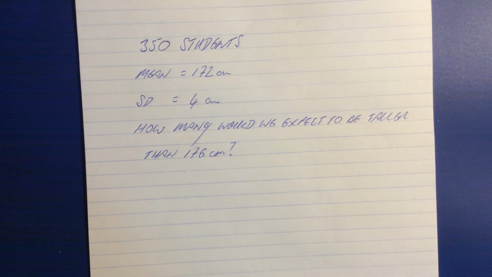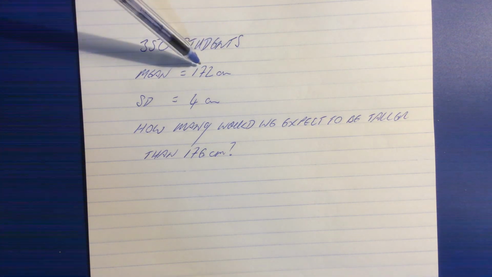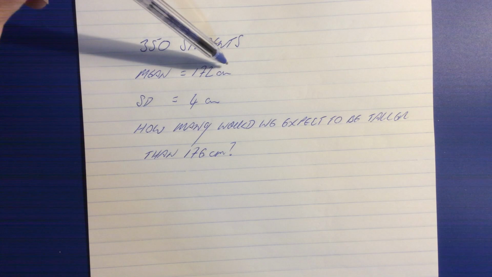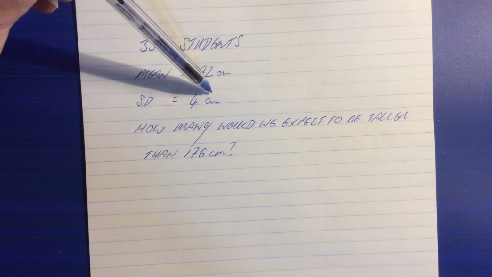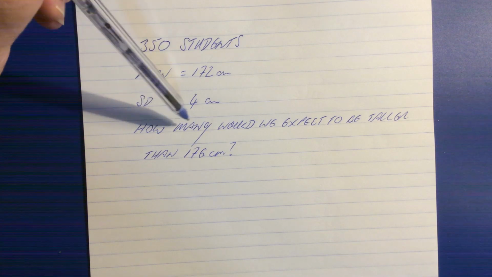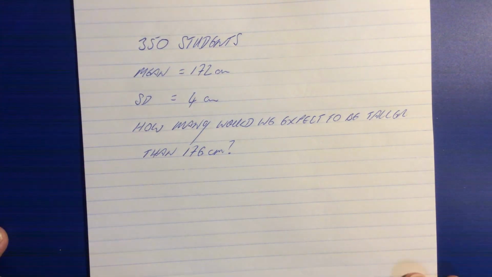Hi, I'm an old guy and I do maths, and I've summarized the information that there is in the header to this video. We have 350 students. Mean height of those students is 172 centimeters. They have a standard deviation of 4 centimeters. The question is, how many would we expect to be taller than 176 centimeters?